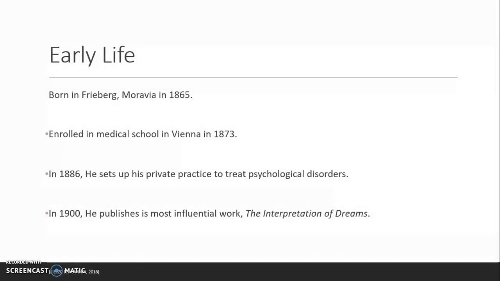Sigmund Freud was born in Freiburg, Moravia, which is located in present-day Czech Republic, to a middle-class Jewish family in 1865. He enrolled in medical school at the University of Vienna in 1873. He first concentrated on biology and did research in physiology for 6 years before specializing in neurology. After earning his medical degree in 1881, he was married in 1886. After his marriage, he set up a private practice for the treatment of psychological disorders, from which he gained the clinical material he would later base his theories on.